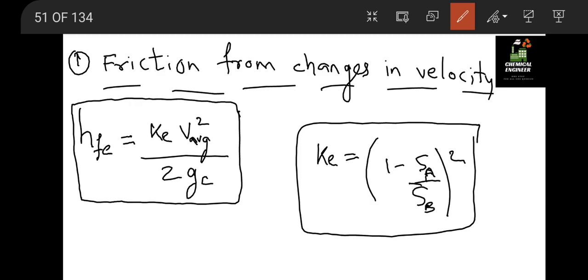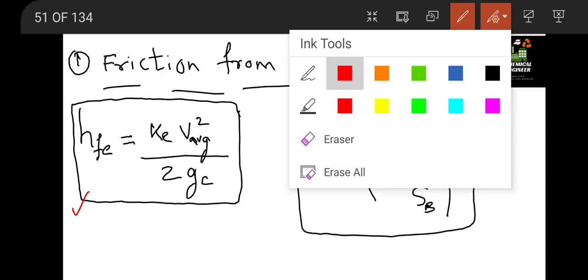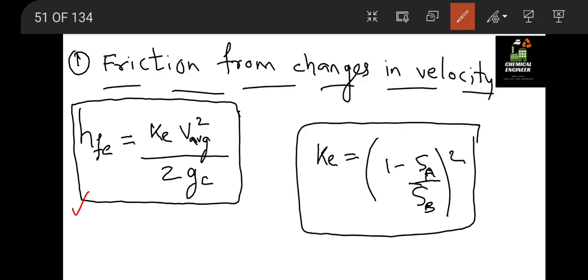As velocity changes, there will be three cases. That is, if some valve or fitting is present, then the head will change. I hope you are clear what head is. Head is nothing but P by rho g, which we have already discussed in the previous video. So head changes in three cases. First is expansion, second is contraction, and third is due to the valves and fittings present in a pipeline. So this one is for the expansion.